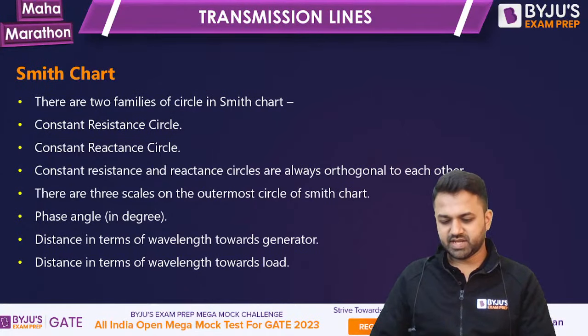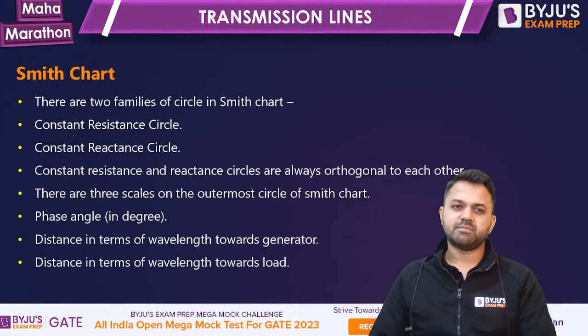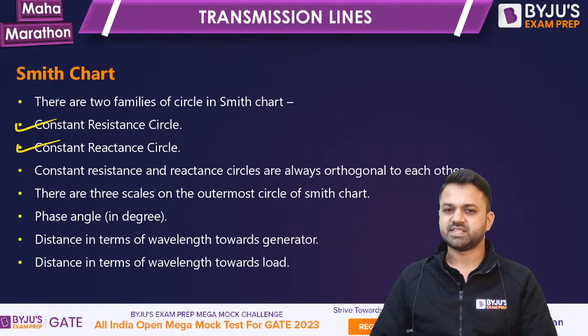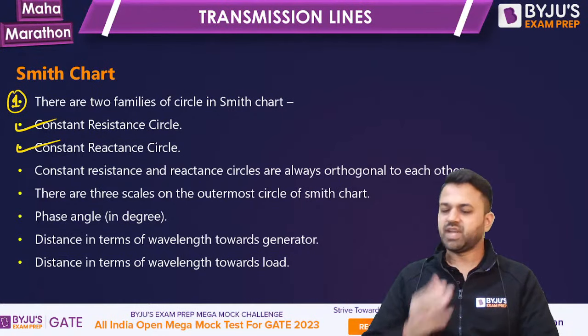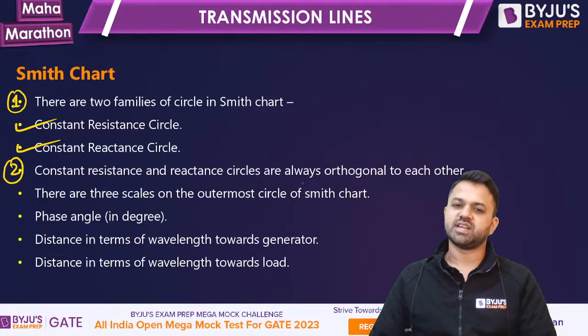Now coming to the next topic, which is Smith chart. So Smith chart is basically a family of circles in which we have the constant resistance circle and the constant reactance circle. This is the first point. So in the Smith chart, we have two types of circles. And the second point is the constant resistance circles and the constant reactance circles are orthogonal to each other. That means they are tangent and orthogonal.